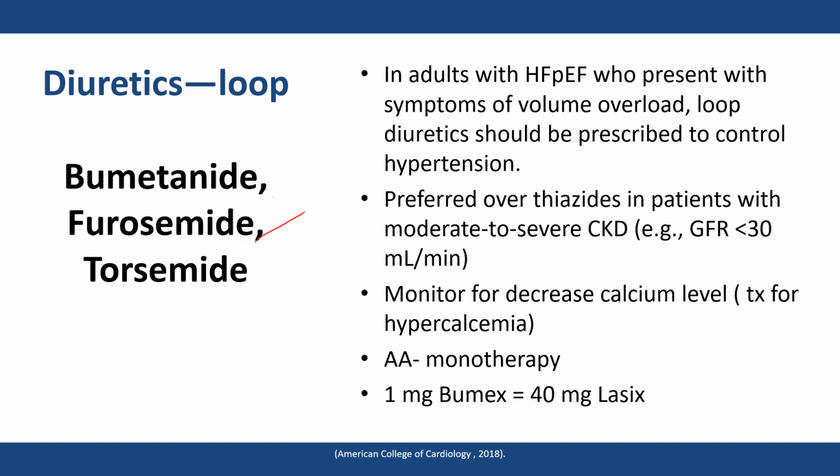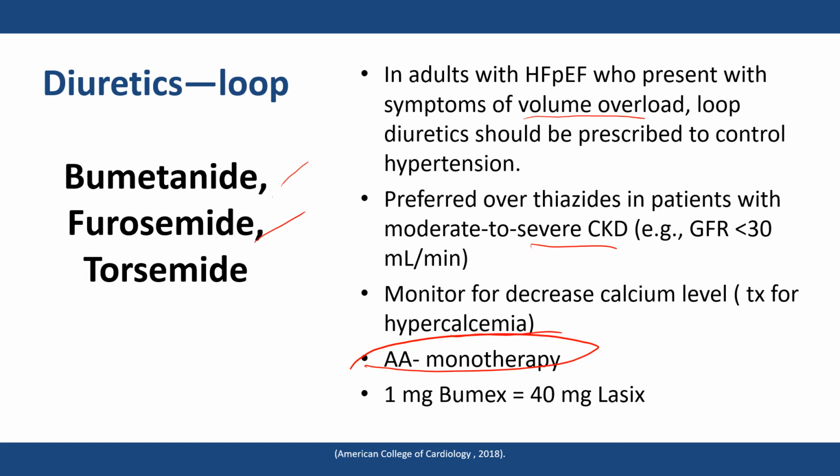In adults with preserved ejection fraction, HFpEF, who present with symptoms of volume overload, loop diuretics should be prescribed to control hypertension. They are preferred over thiazide in patients with moderate to severe chronic kidney disease, which means that GFR is less than 30 ml per minute. These drugs are preferred. Keep an eye on calcium, because it can decrease calcium level, which is a treatment for hypercalcemia. And when the calcium is high, you treat that. Again, monotherapy in African American patients.